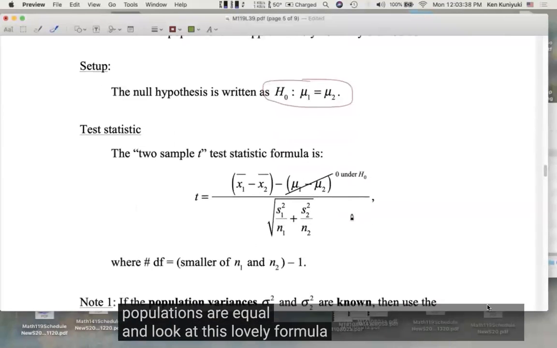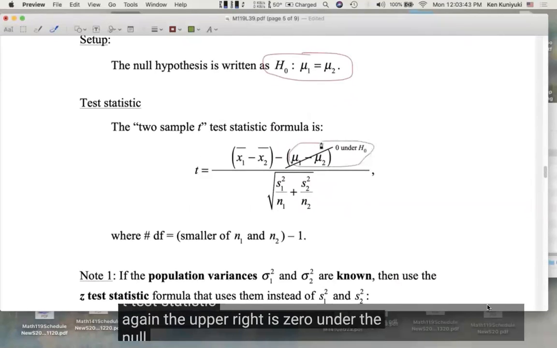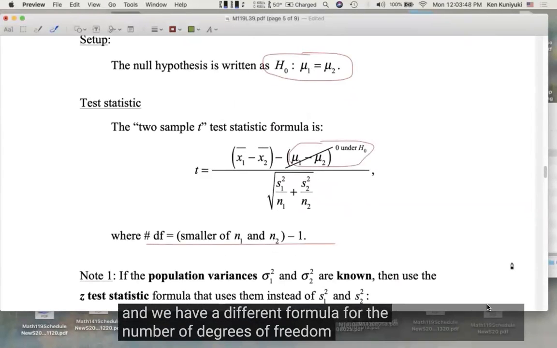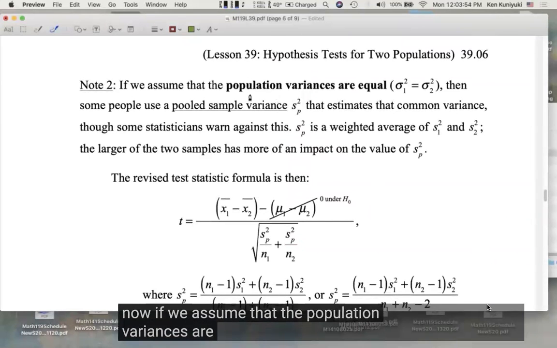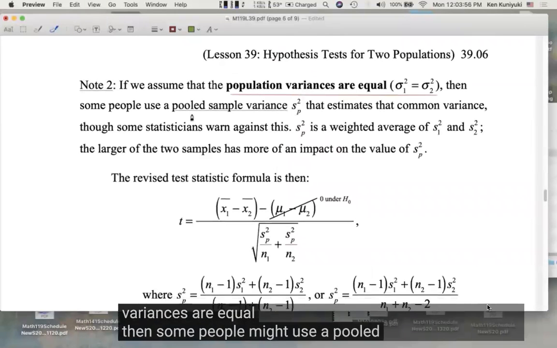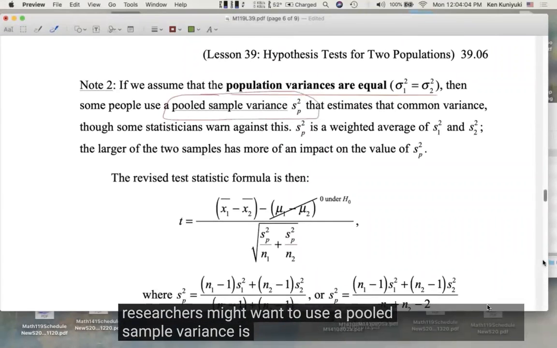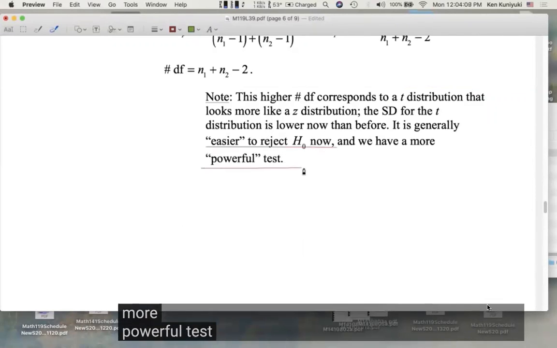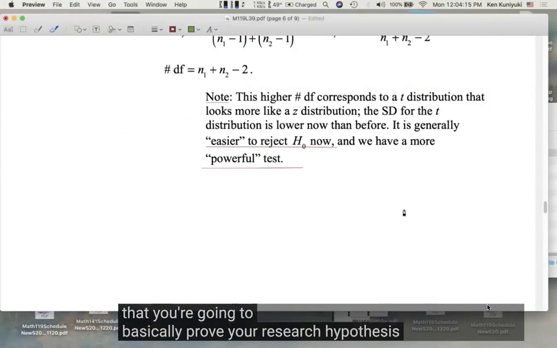And look at this lovely formula for the t-test statistic. Again, the upper right is 0 under the null. That often happens. And we have a different formula for the number of degrees of freedom. Now, if we assume that the population variances are equal, then some people might use a pooled sample variance, but some statisticians warn against this. Now, one reason why researchers might want to use a pooled sample variance is that it then makes it easier to reject the null. And we have a more powerful test. So then it's more likely that you're going to basically prove your research hypothesis, the alternative.